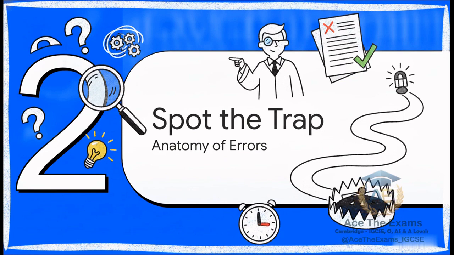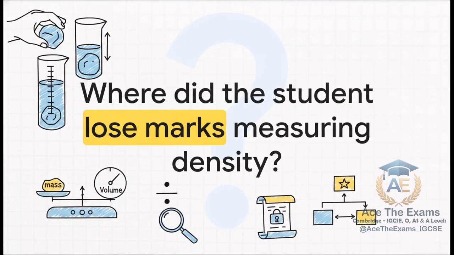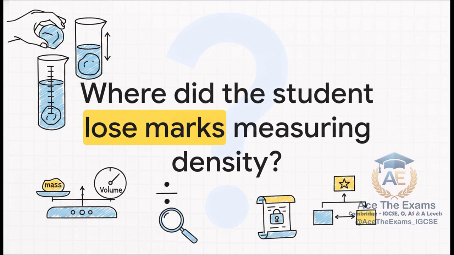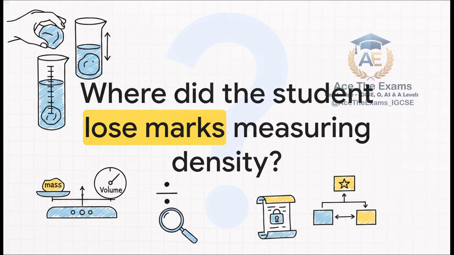Section 2. Spot the trap. Anatomy of errors. All right, here's a scenario for you. A student is measuring the density of an irregular object using the displacement method. On their paper, they write, I dropped the rock in the water, saw the water go up, and divided mass by the volume. So where exactly did this student lose the mark?